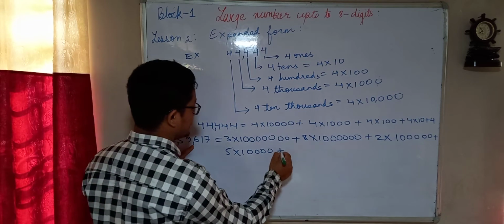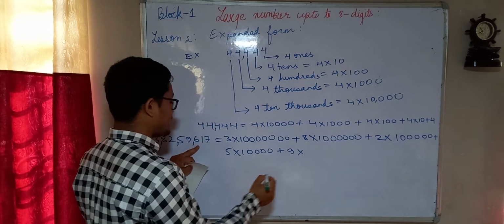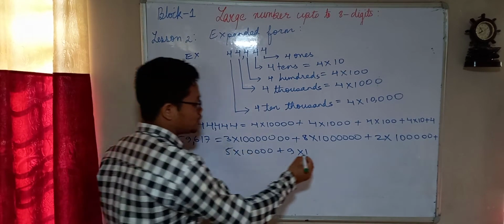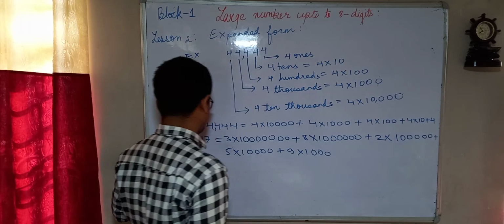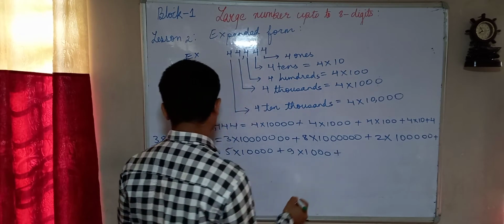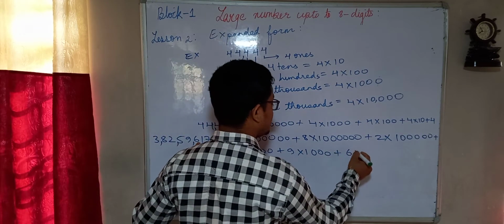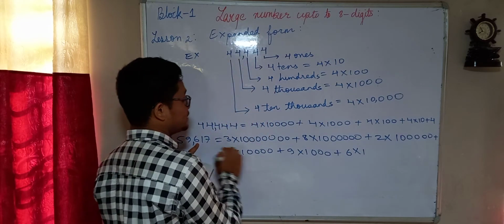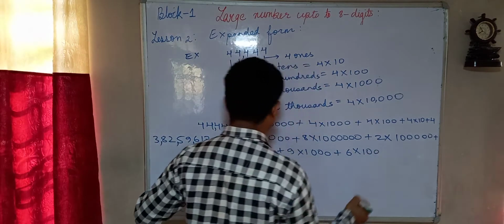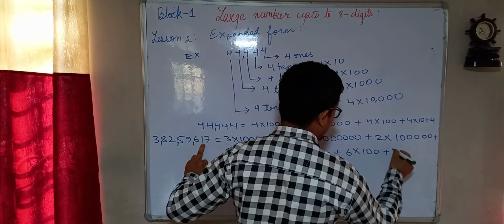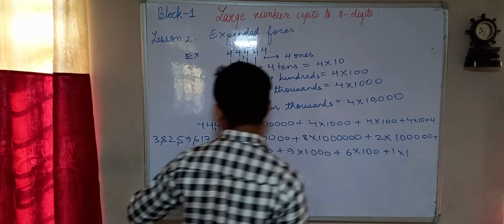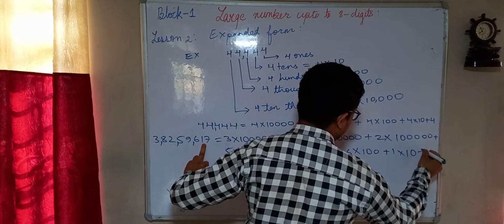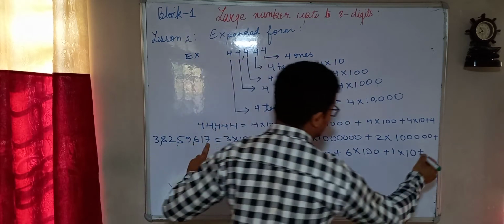Then write plus 9 into 1, and after 9 how many digits are there? 1 2 3, so you put 3 zeros. Then put plus again, then write 6 into 1, and after 6 how many digits are there? 2 digits, so you write 2 zeros. Plus 1 into 1, and after 1 how many digits? One digit, so you write 1 0. Plus 7 is there, so directly write 7.